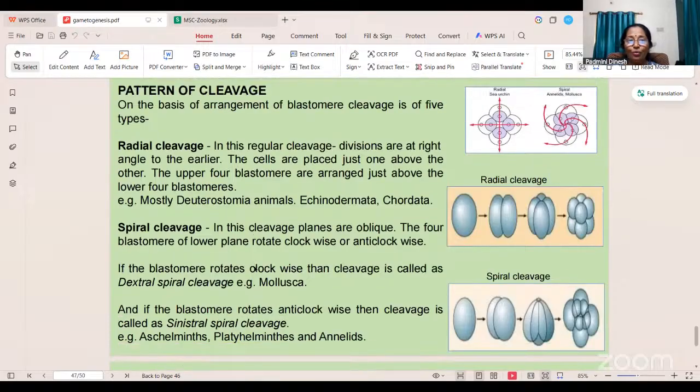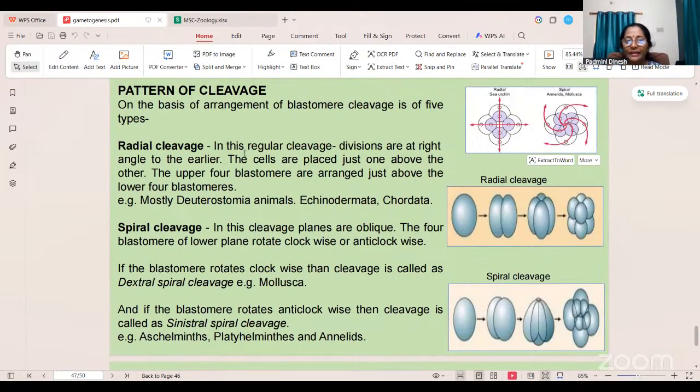And coming to the pattern of cleavage, I'll take another 5 minutes here and complete this topic. There are different types of patterns of cleavage. The first one is a radial type of cleavage. Under the radial type of cleavage, you have one division.